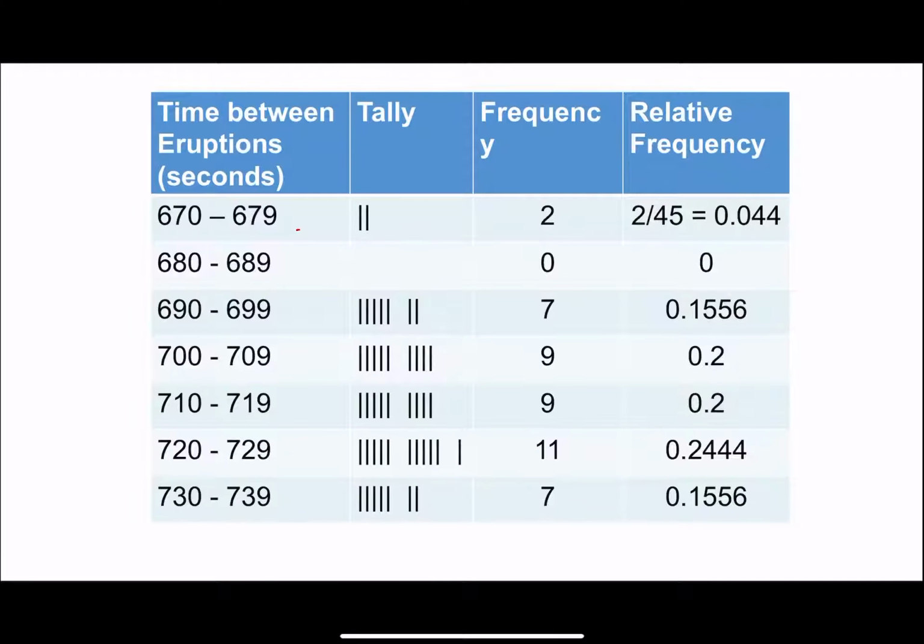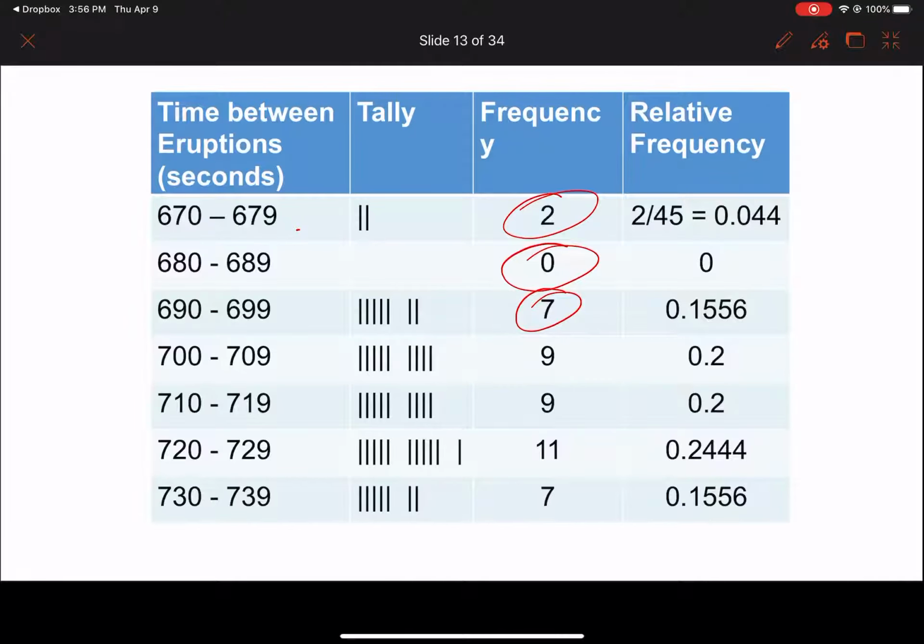So in 670 to 679, there were 2 of them. 680 to 689, there were none. 690 to 699, there were 7. All I was doing was counting the number of values that fit in that class width. That's all I did, count how frequently it shows up. So I just counted them, and that's where I got the frequency here. So relative frequency, as we talked about before, I know that I had 45 eruptions.